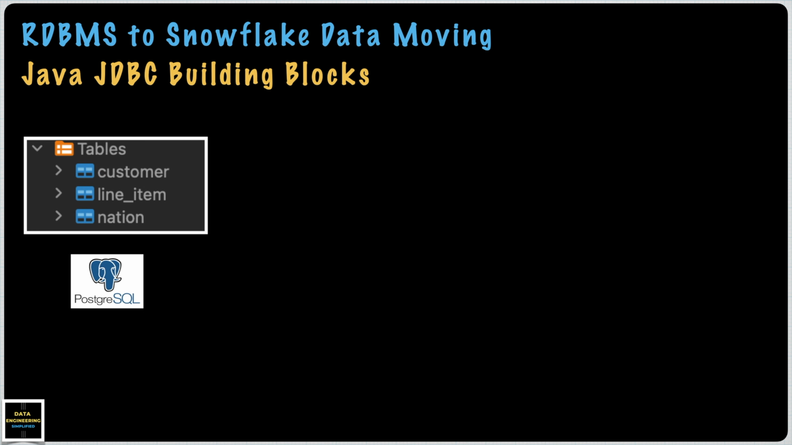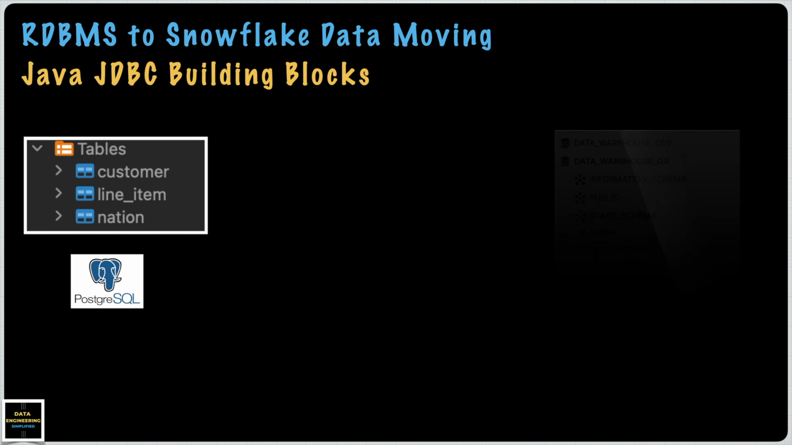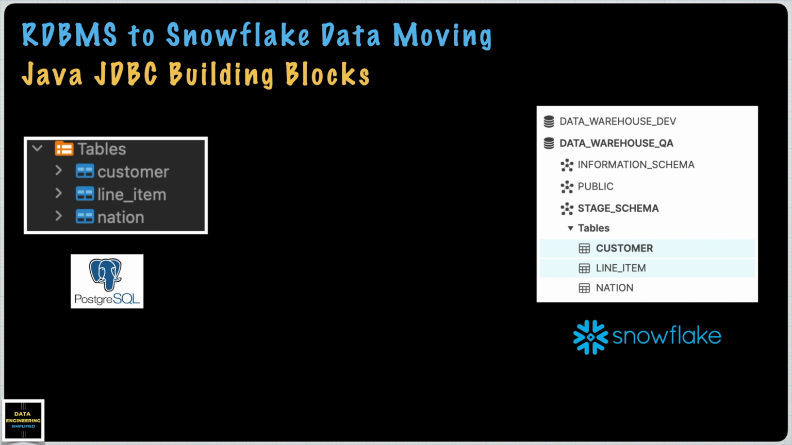Let's say we have three tables in our PostgreSQL database named customer, line item, and nation. For simplicity, we just have two columns in each of these tables and 10 records per table. We need to move this data to our database called data warehouse_dev as well as data warehouse_QA database under stage schema. Before that, we would like to create tables for each of them and then push the data to the respective tables. Let's quickly see how these tables look using our DBeaver tool.